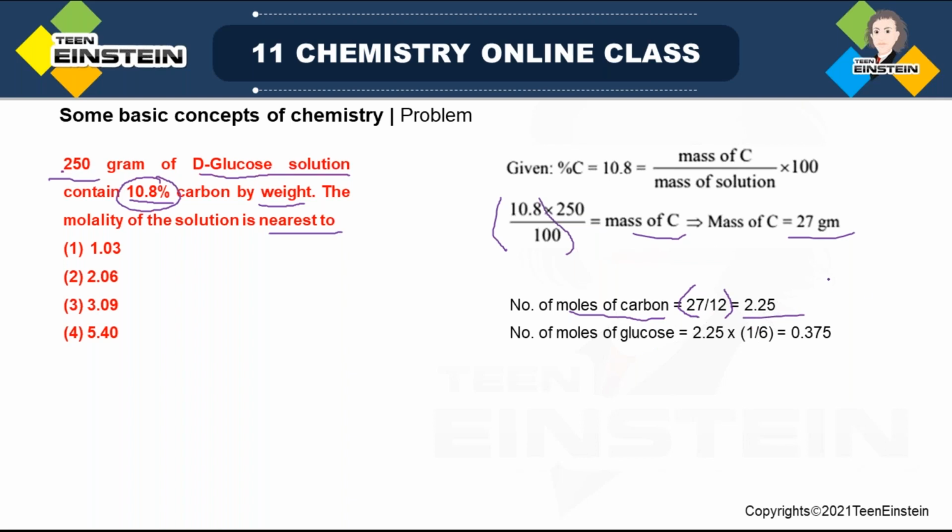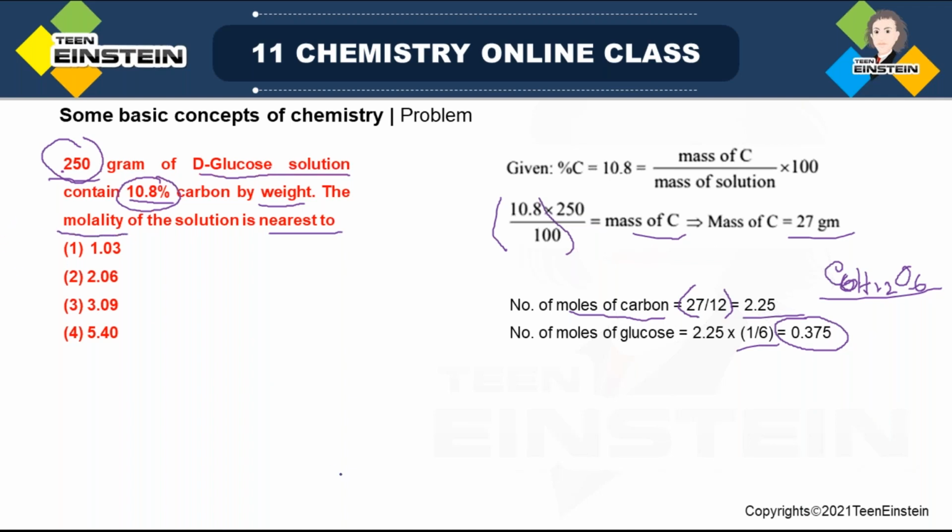Now glucose, which has the formula C6H12O6. So you can see per formula 6 carbon atoms. So that is why if it is 1 mole of glucose, there will be 6 moles of carbon. So that is why 2.25 should be multiplied by 1/6. 1/6 of 2.25 is actually the number of moles of glucose, which is 0.375.